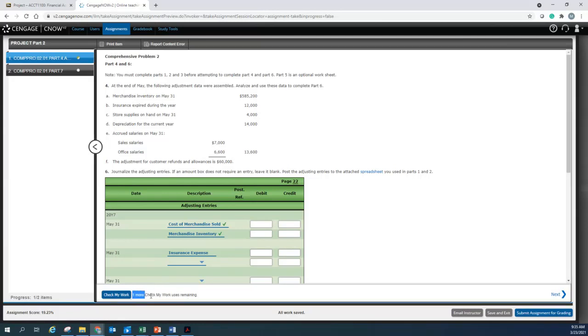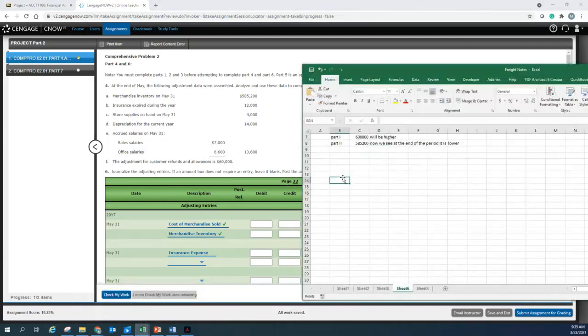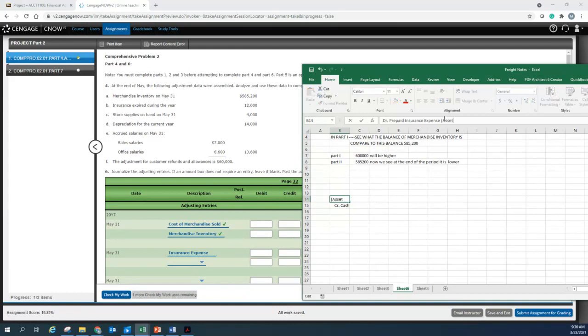Okay, and you see the warning here, one more check my work to use is remaining. It's not cash because remember that this is prepaid. So first you paid for insurance. It's a debit to prepaid insurance, credit to cash. And don't forget that this is an asset account, not an expense account, because it's prepaid.